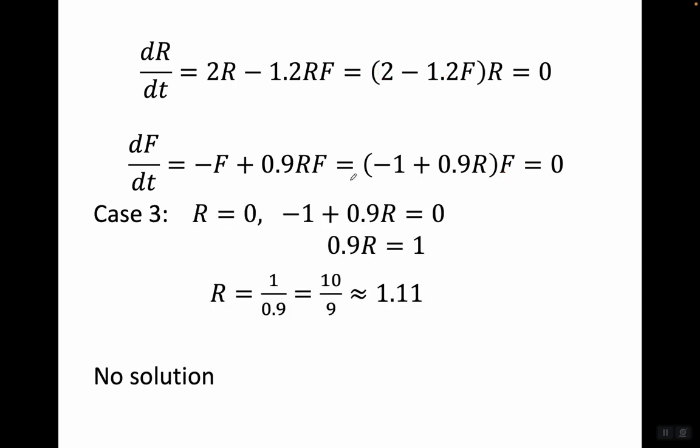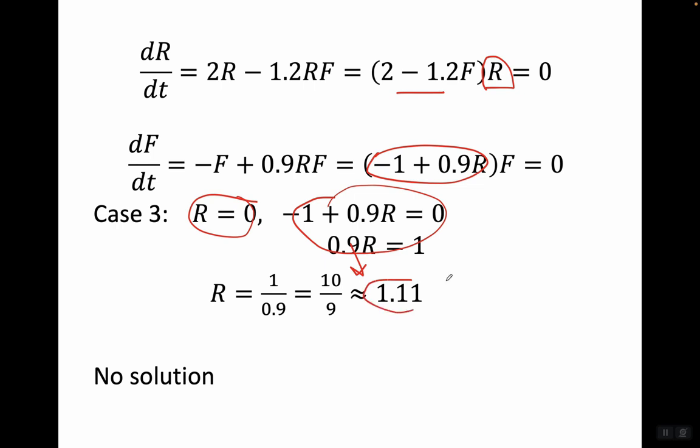Case 3, okay, so we've already dealt with these two cases where this is 0. How about case 3 where r is 0, and negative 1 plus 0.9r equals 0. Okay, we've seen before that this leads to r equals 1.11. That's not going to work. You can't have r equals 0 and r equals 1.11. So again, no solution.